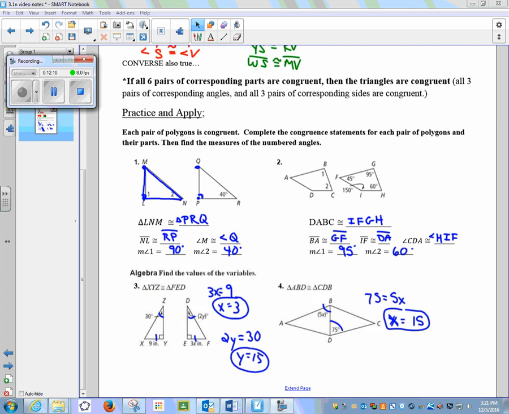And that's it. Just 2 things to take away. All the corresponding parts are congruent when you have congruent polygons, congruent angles, and congruent sides. Those are the corresponding parts. And order matters. When you are writing a congruent statement, you have to make sure you put them in the corresponding order.